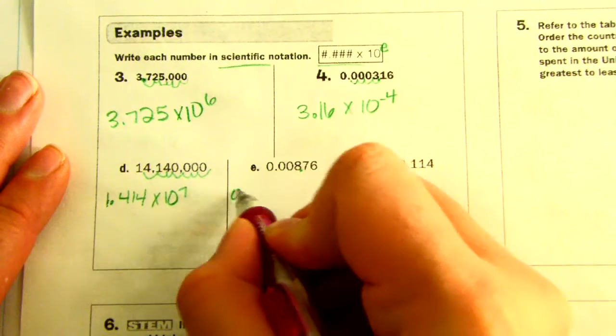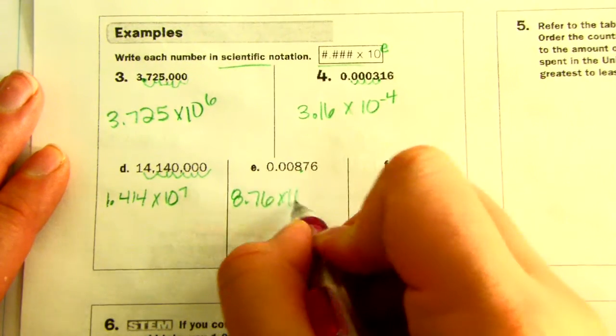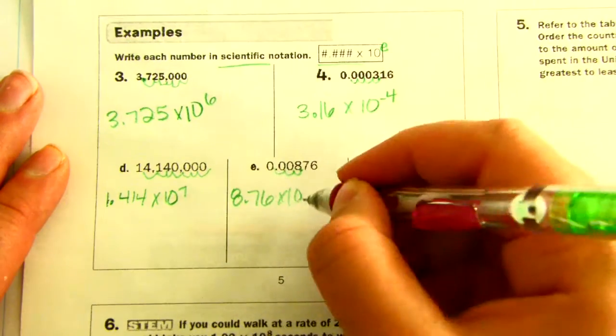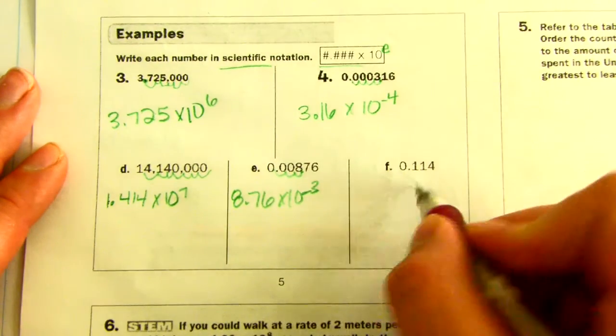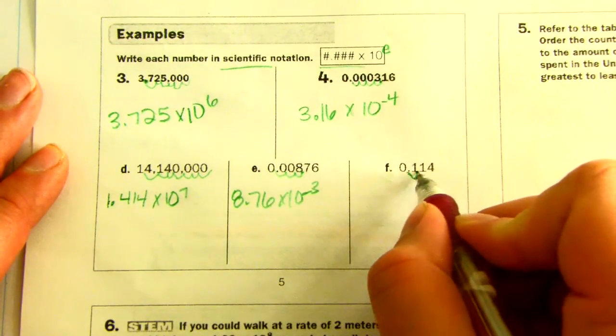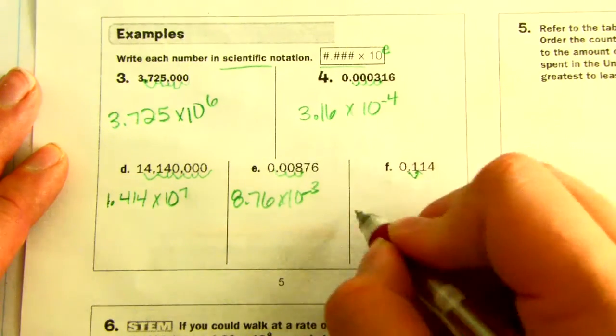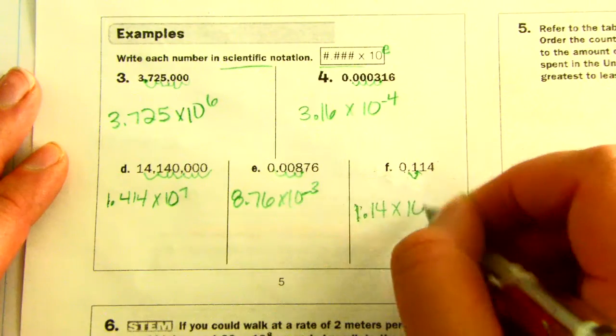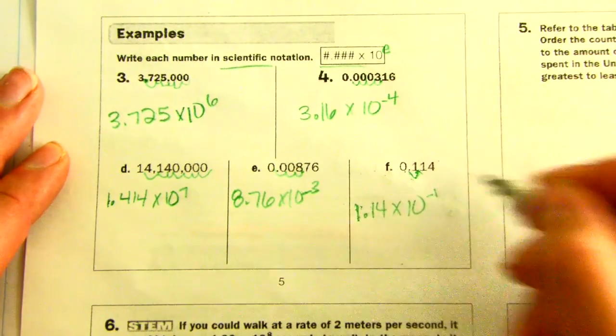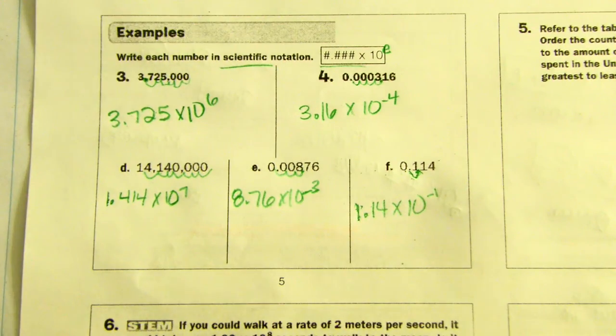We need to move it there. 8.76 times 10 to the 1, 2, 3. Negative 3, because this number in standard form is little. And this one's weird. Like, why would we not write it this way? But move it to here. 1.14 times 10 to the, we moved it one spot. Negative 1. Negative because it is a decimal. Okay, couple word problems and we're done.